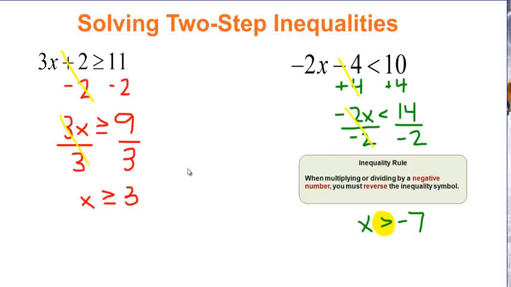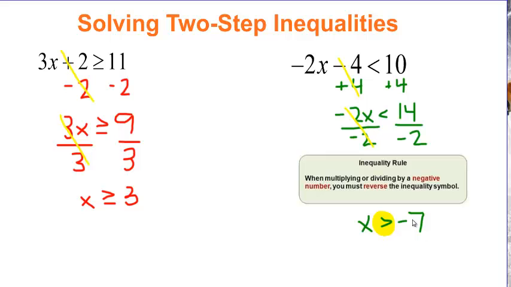In a 2-step inequality, we have to go through 2 parts. So here you can see our first step is to subtract 2. Then we get 3x is greater than or equal to 9. Divide by 3 on both sides and get x is greater than or equal to 3. We're good there. In a 2-step inequality, we have to first, in this case, add 4. So we get negative 2x is less than 14. And we're dividing by that pesky negative again, so we have to flip our inequality sign. So instead of it being less than, it's now greater than, so we get x is greater than negative 7. Those are 2 good examples of solving 2-step inequalities.